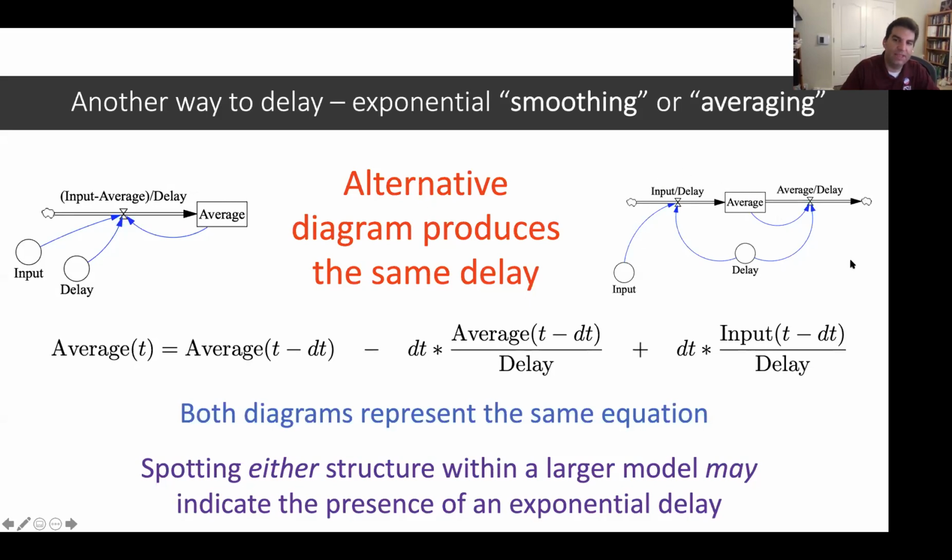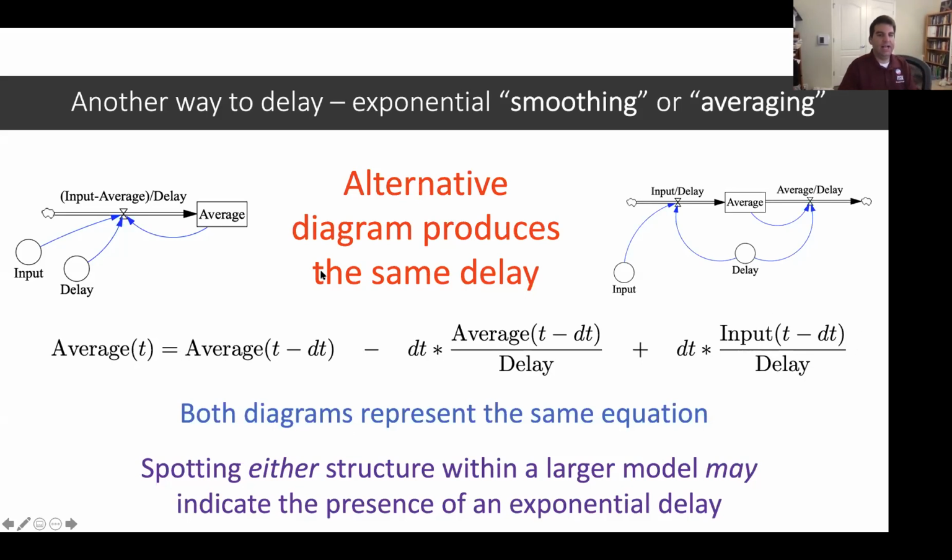And if I were to write the formula for the diagram on the right, this is the formula that's being implemented underneath the hood of Vensim or Insight Maker. The average at the current time is equal to the previous average minus dt times the average at the previous time divided by delay, plus dt times the input divided by delay.